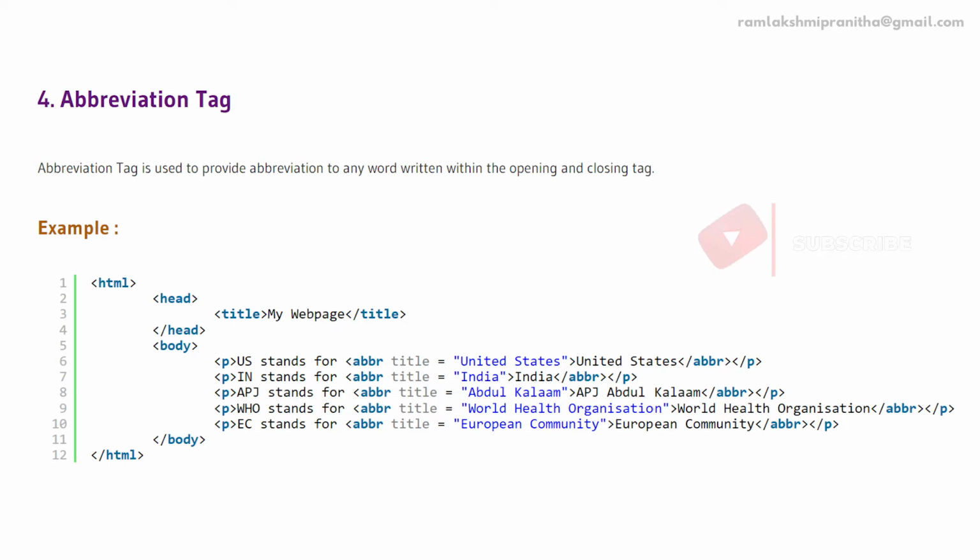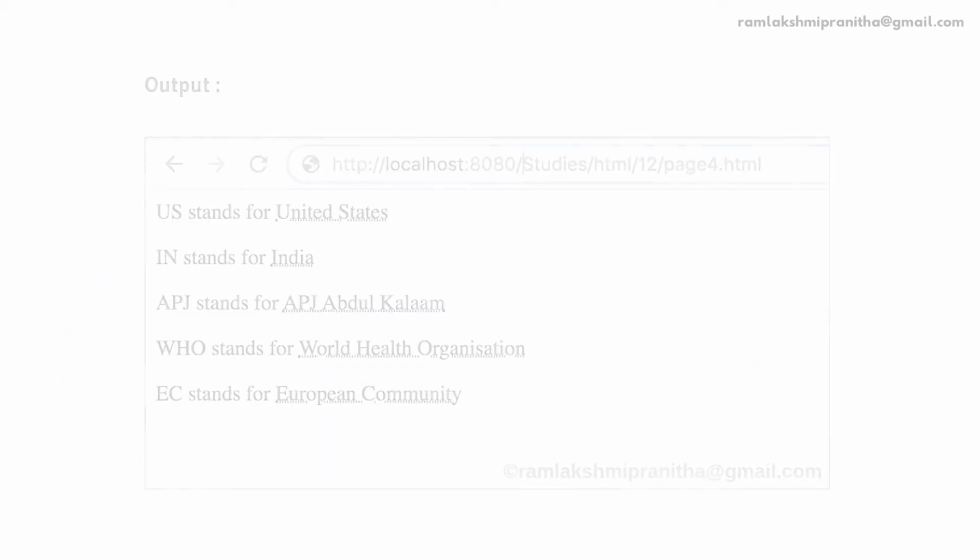The abbreviation tag is used to provide an abbreviation to any word written within the opening and closing tag. In this example, the abbreviation title and content are defined inside the abbr and /abbr tags. In the output we can see the abbreviation content and the title declared for the content is displayed in the web page. The abbreviation content is displayed in underline format. The output is as follows. Output.